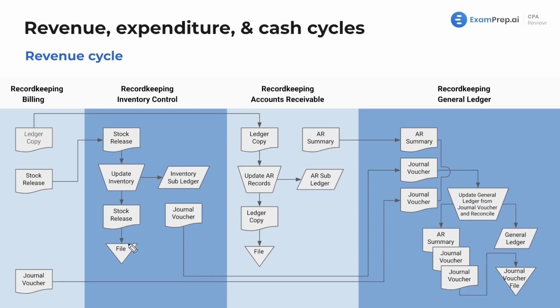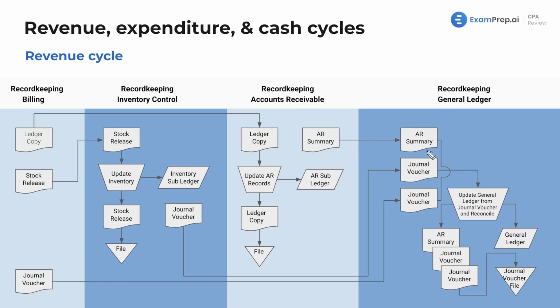The stock release is going to go into the file, making copies of everything. Our journal voucher is going to go all the way here to our general ledger. So here's where we are going to update our specific AR subledger and inventory subledger. Then we're going to update the overall general ledger here. We are going to see the AR summary. This is going to flow down. All of this is going to update the general ledger from the journal voucher and reconcile. You want to reconcile what the general ledger has with the AR department and the inventory department as well.